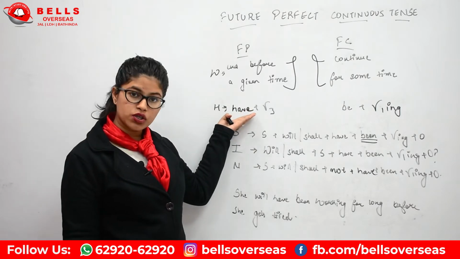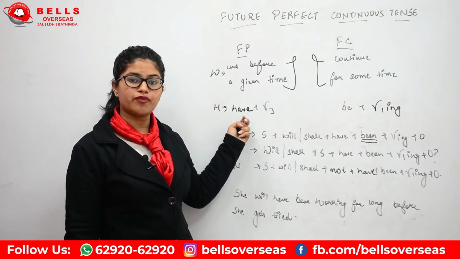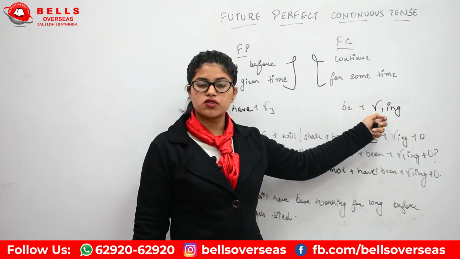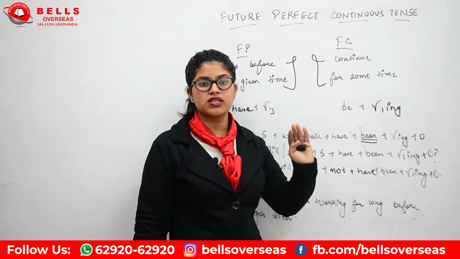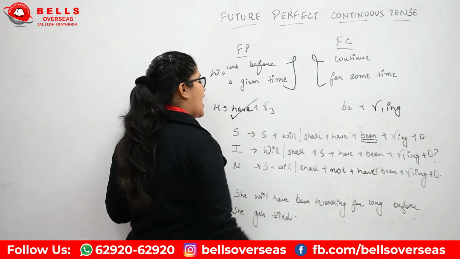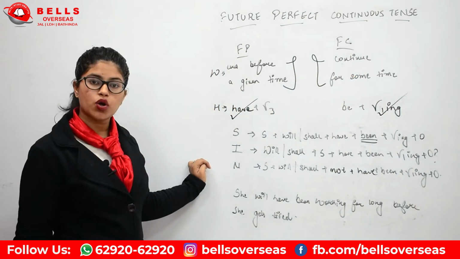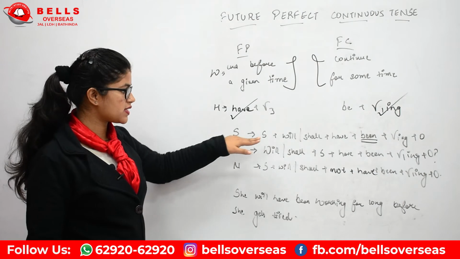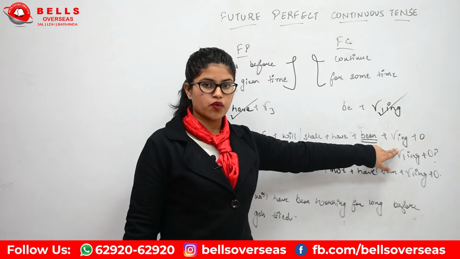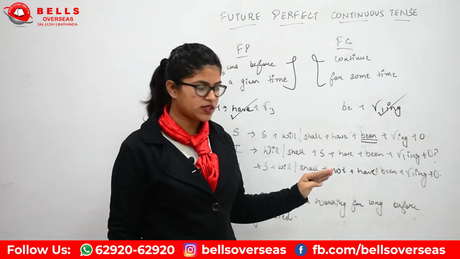Now when we come to how we use future perfect continuous tense: in future perfect tense we had the structure have plus verb third form, and in future continuous tense we had the structure be plus verb first form with ing, except the subject and object. Now for future perfect continuous tense, we'll pick up have from future perfect tense, and verb first form with ing from future continuous tense. That means in simple sentences: subject plus will/shall plus have plus been plus verb first form with ing plus object. Subject, will/shall and object have remained the same throughout all the tenses.